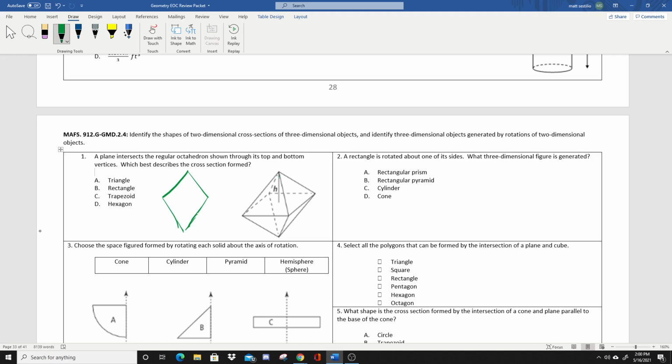So I guess you could say that that could technically be a rectangle, but I'm going to go through each one just to make sure we have an understanding of what the possibilities are. If you were to cut it in half here, like here's the plane going into the middle, you'd get a rectangle.